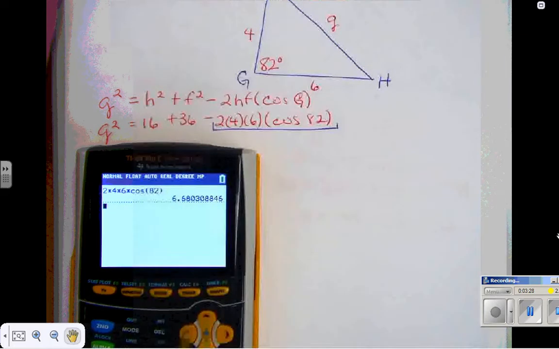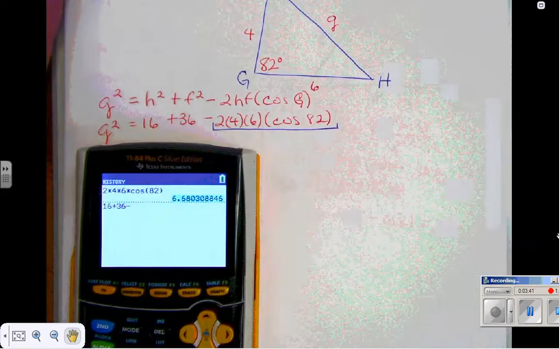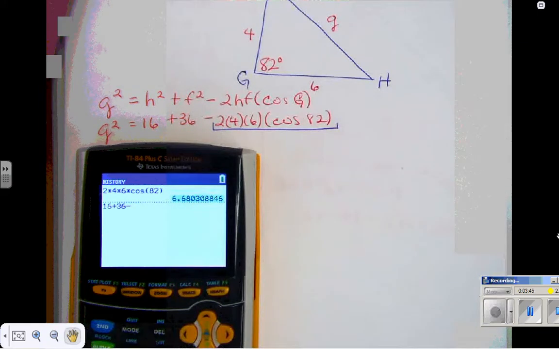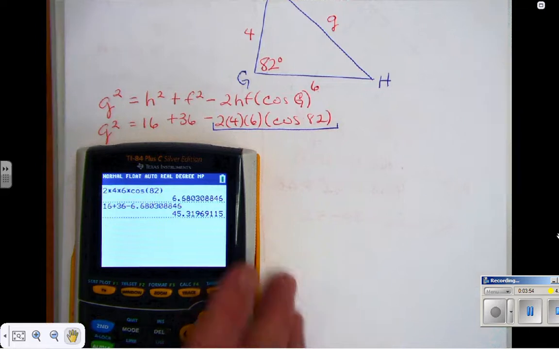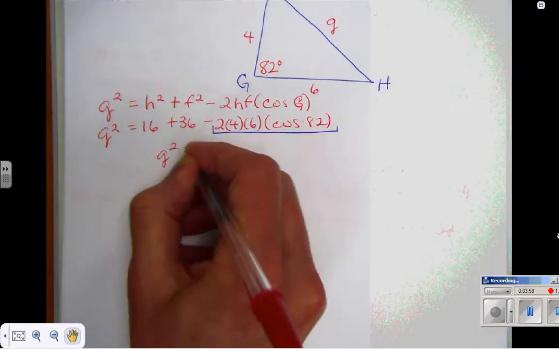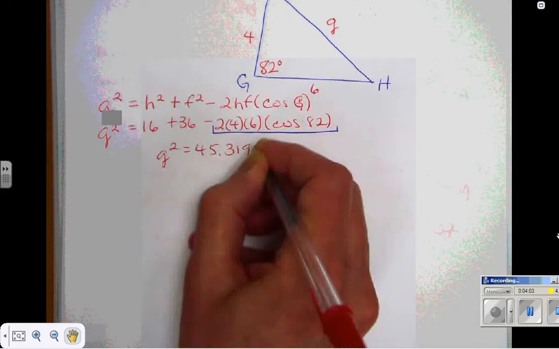So what you can do, if you have a newer calculator, is you could take 16 plus 36 and then minus, you got to put your minus in there. I'm going to go up and retrieve that number, so you just scroll up and make the number highlighted that you want, press enter, and it brings it down for you. And then press enter one more time, and that is your answer. So the G squared is 45.31969, and it goes on.